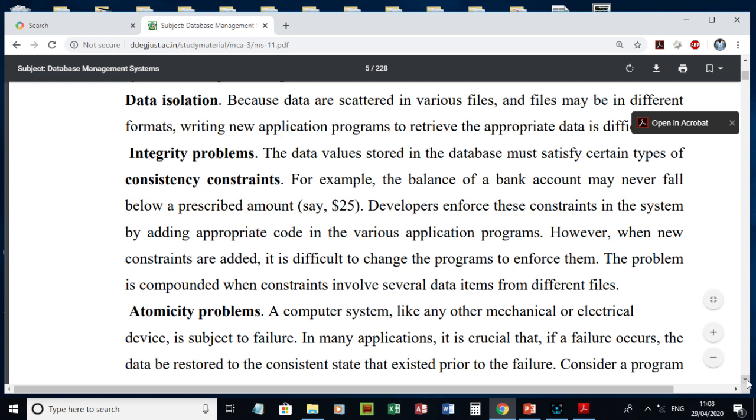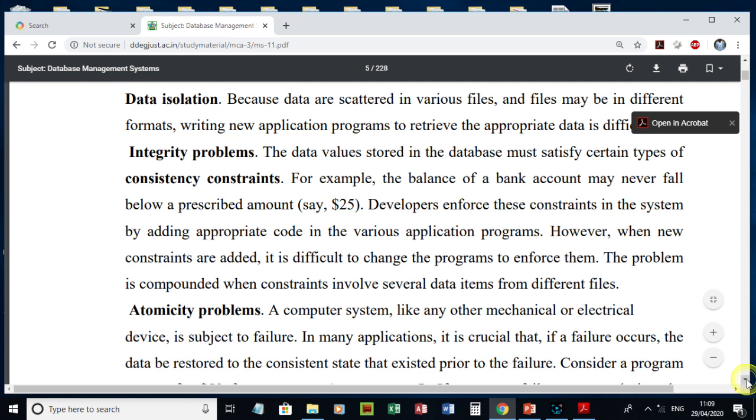Atomicity problem. Okay, so sometimes in a file system, say a change of address for a customer is made in one place and is not reflected in the other, it means that it has not maintained its atomicity. You understand? We also have consistency constraints, integrity constraints, and data isolation constraints. Atomicity is one more reason why we need database management systems.